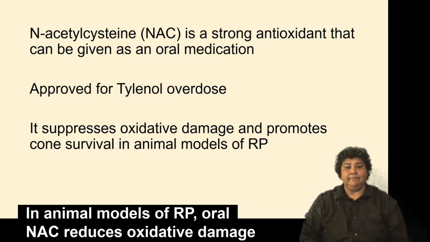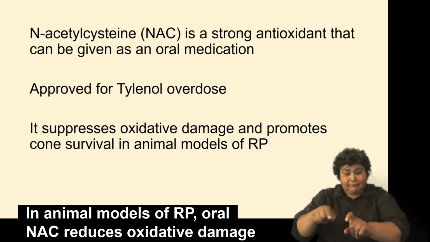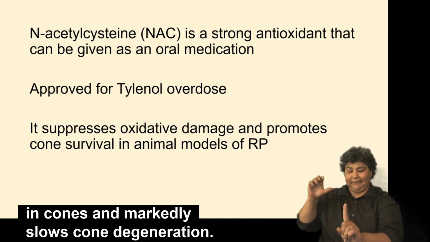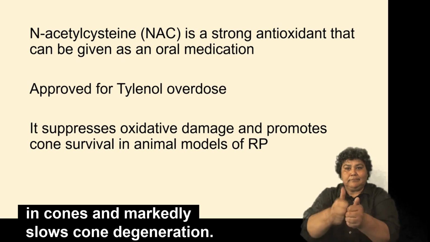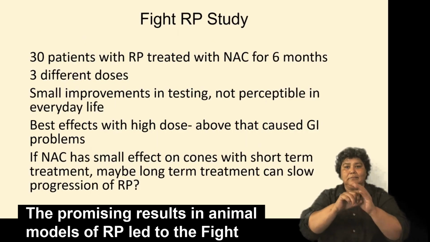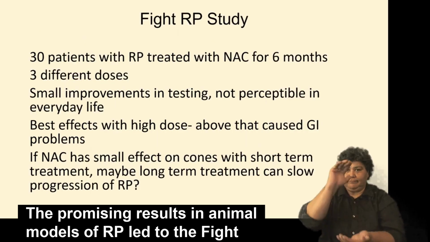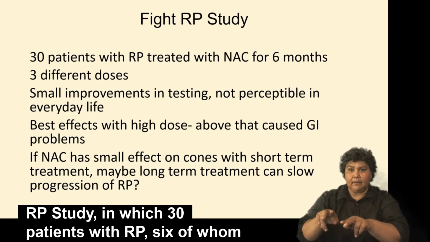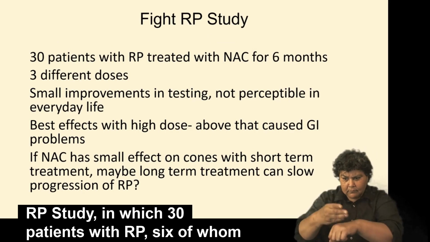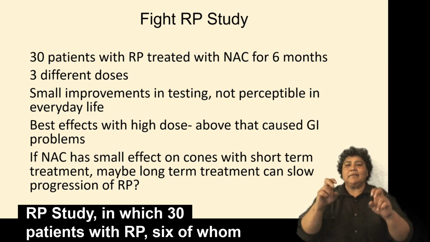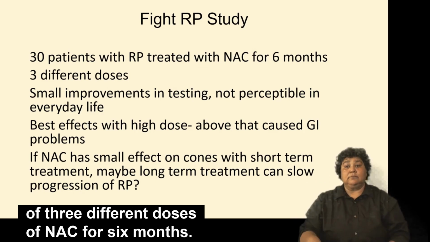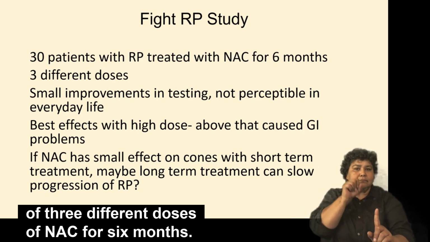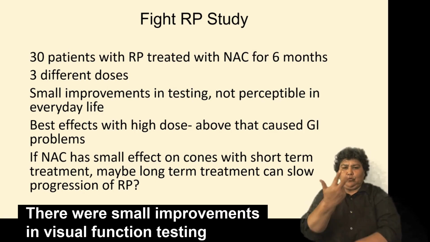In animal models of RP, oral NAC reduces oxidative damage in cones and markedly slows cone degeneration. The promising results in animal models of RP led to the FIGHT RP study, in which 30 patients with RP, 6 of whom had Usher syndrome, were treated with one of 3 different doses of NAC for 6 months.